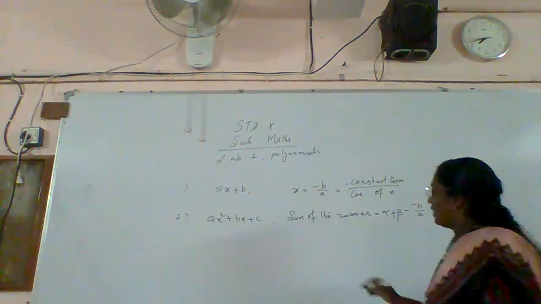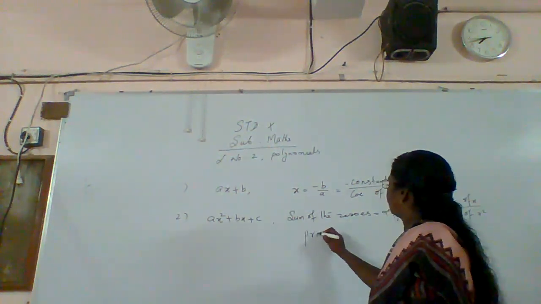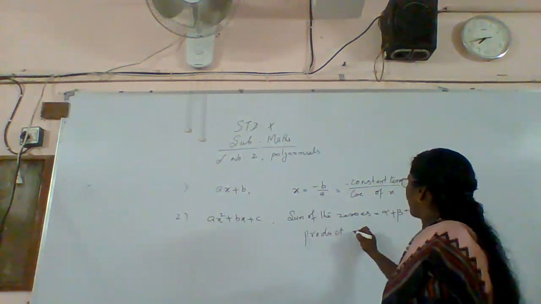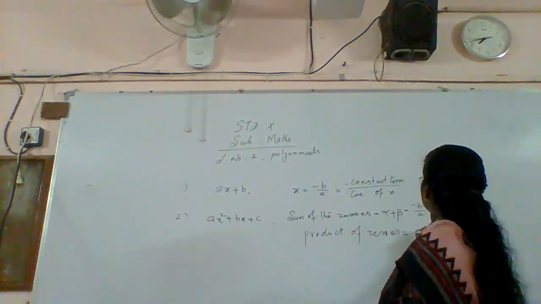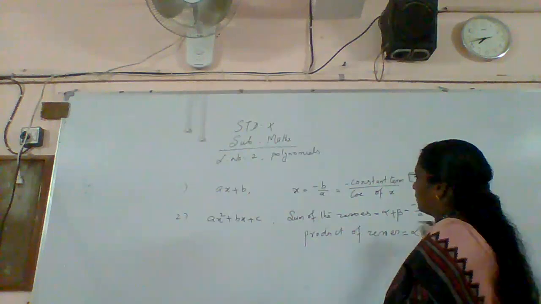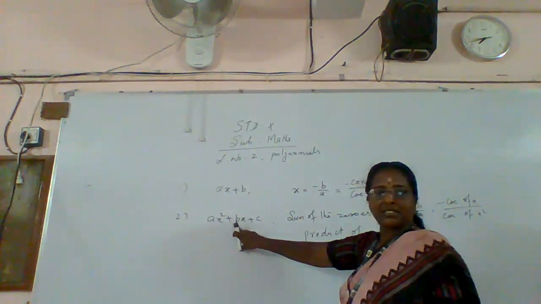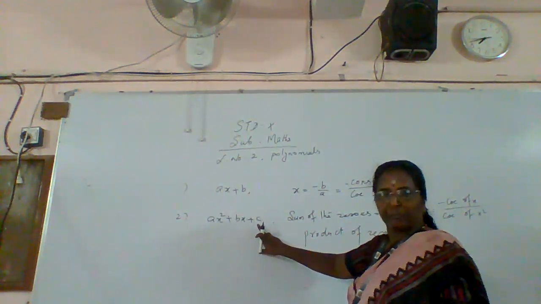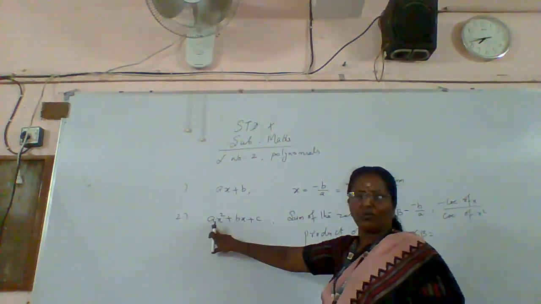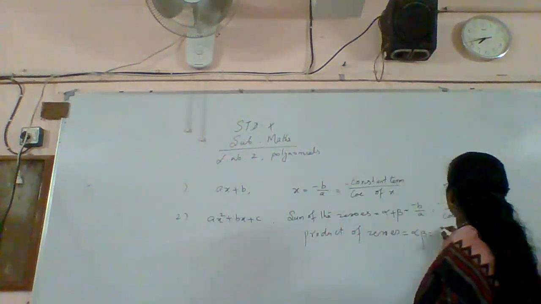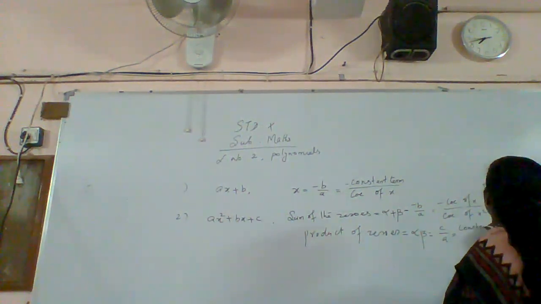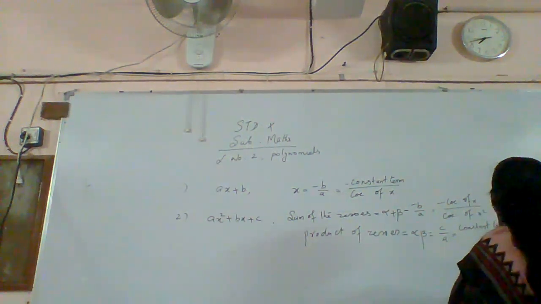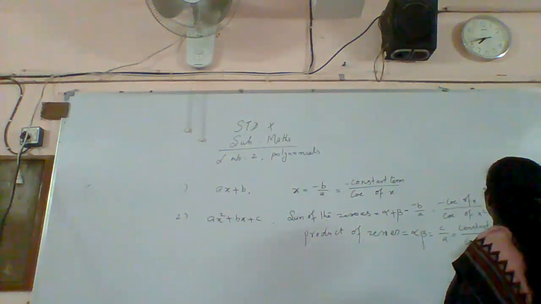Clear? Now the next one is the product of the zeros. Product of zeros means alpha beta is equal to, since we started with minus, now we start with the positive, plus c by a. The a will always come down only. So c by a, that is equal to the constant term divided by the coefficient of x square.